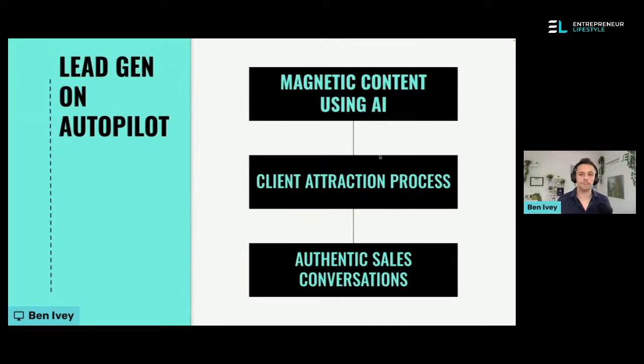Then we've got something called CAP, our client attraction process. This is looking into how you create outreach in a way that is human, authentic, connects with the right people, and you can book calls. And then ultimately, how do you have an authentic sales conversation with someone to enable them to get on that booked call and on the booked call as well. So there's a few different elements here, which we're going to be diving into today.